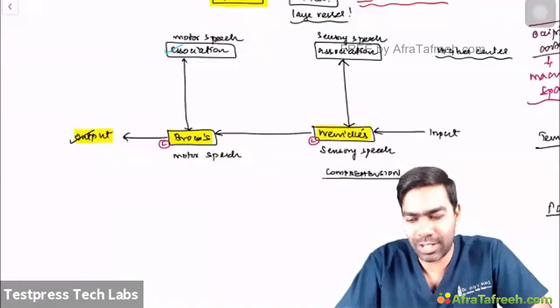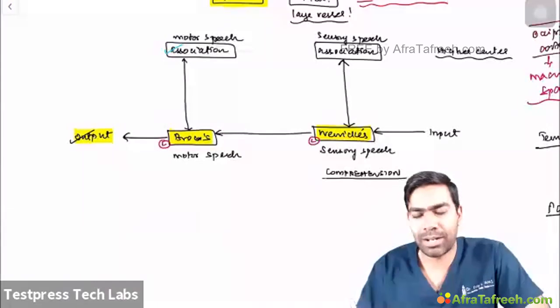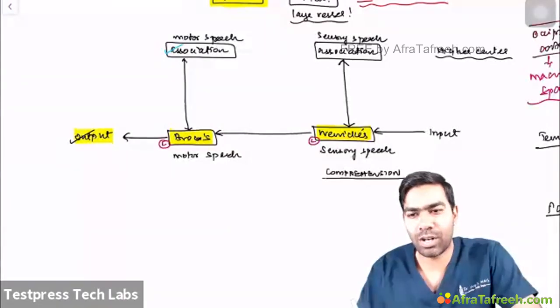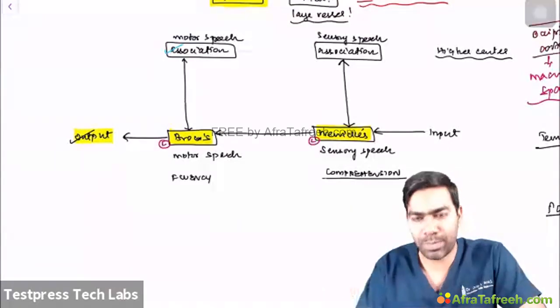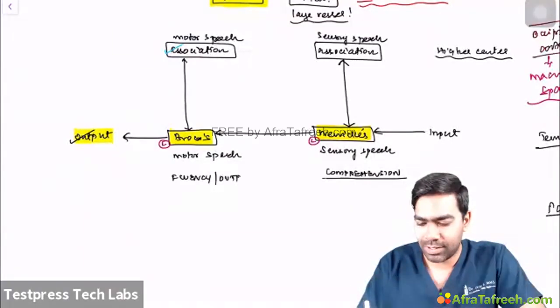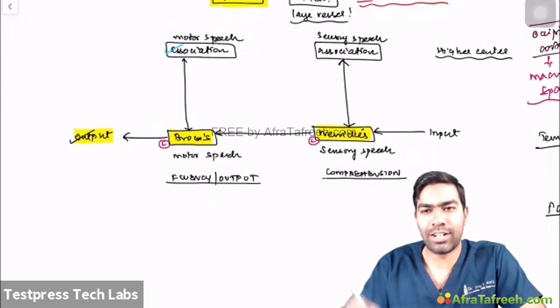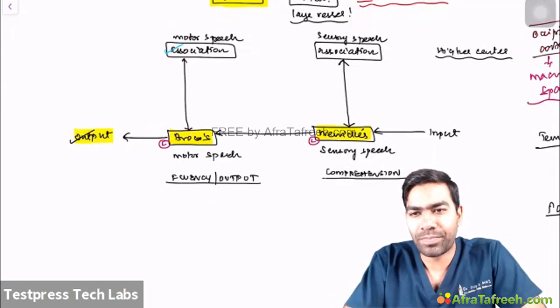So you need association areas, which means association areas are basically not for comprehension. It's for word output and fluency. The way you express yourself, the way you tell yourself. So this is going to be the importance of this motor association area.